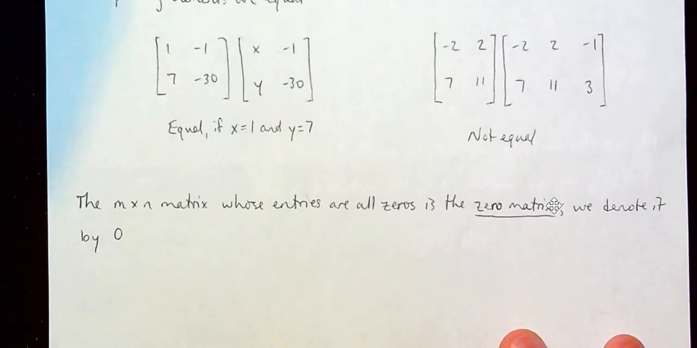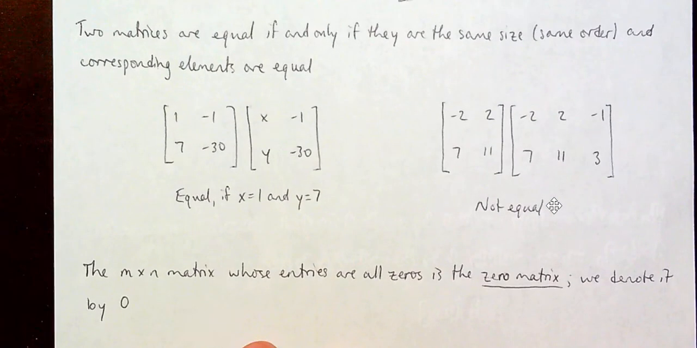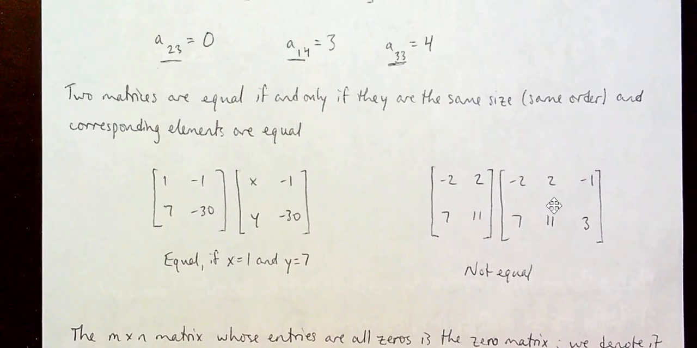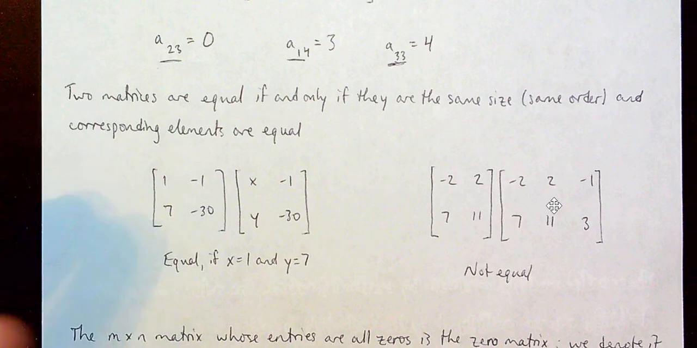What does it mean for two matrices to be equal? Two matrices are equal if and only if they are the same order or the same size, and corresponding elements are equal as well. So the numbers in the first row and first column of each matrix are equal. So A sub 1,1 for each of those are the same. A sub 1,2 for those are the same, and so on and so forth.